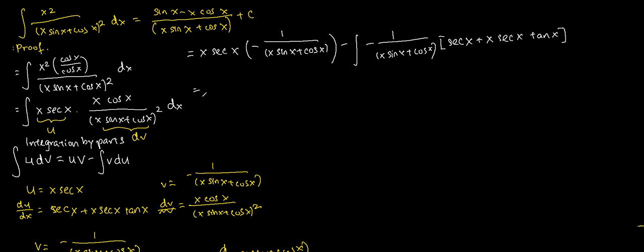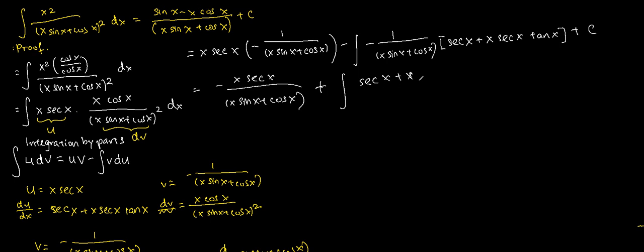We simplify further, so the first term is negative x secant x over (x sine x plus cosine x), and there's a plus c. Subtracting away, two negatives make a positive, so it becomes positive: the integration of (secant x plus x secant x tangent x) over (x sine x plus cosine x), plus c.